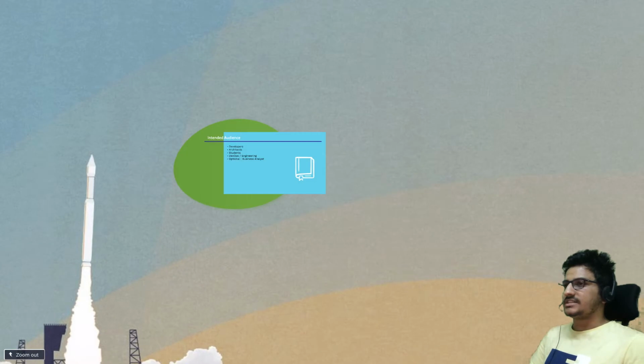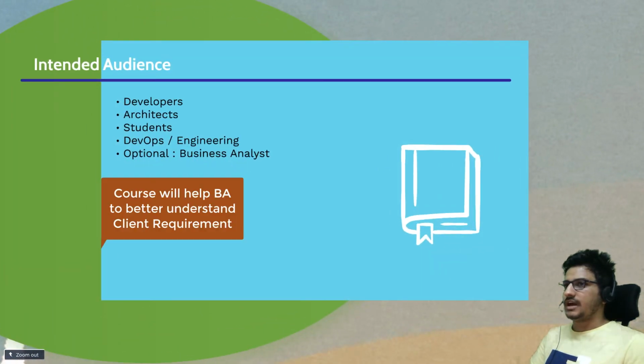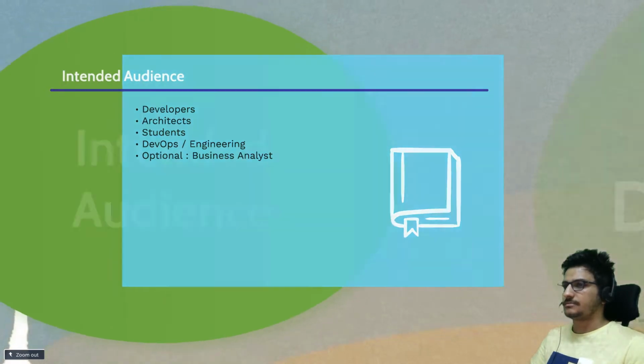This course is intended for developers, architects, students from the computer science stream, development and engineering teams, and business analysts is optional.